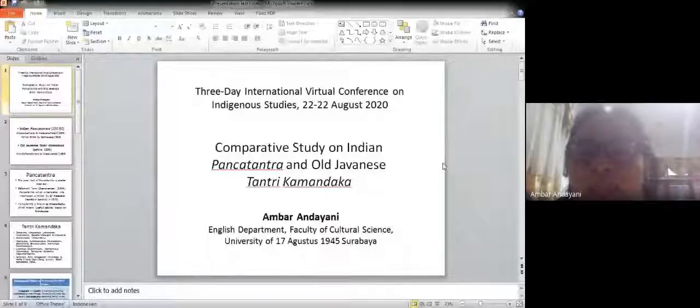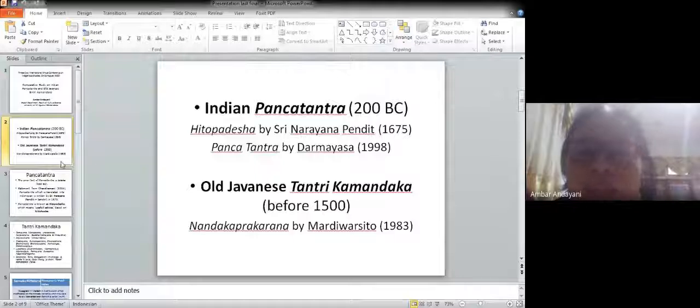My thesis is a comparative study of the Indian Panchatantra and the Old Javanese Tantrika Mandaka. These are ancient texts: the Indian Panchatantra was written in 200 BC and the Old Javanese Tantrika Mandaka was written in 1500.